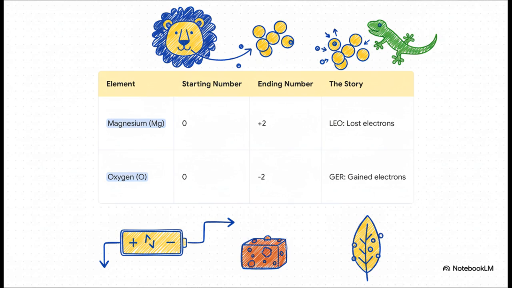Let's track that change. Look at magnesium. It starts at 0. But in the end product, its number jumps to a positive 2. Why? Because it lost 2 negatively charged electrons, which makes its own charge more positive. That's LEO. Loss of electrons is oxidation. Now, look at oxygen. It also starts at 0, but it gains those 2 negative electrons, so its number drops to a negative 2. And that's GER. Gain of electrons is reduction. See? The puzzle is solved.